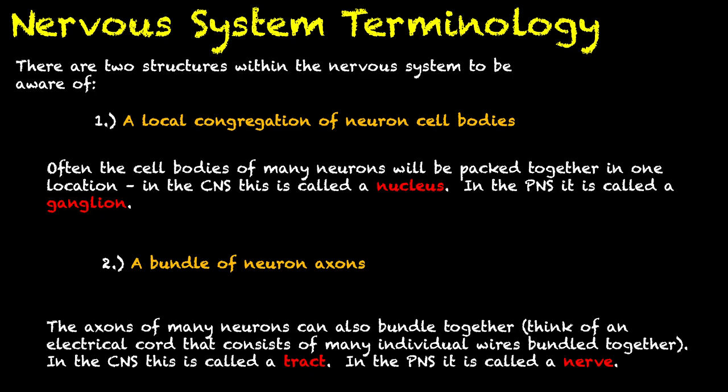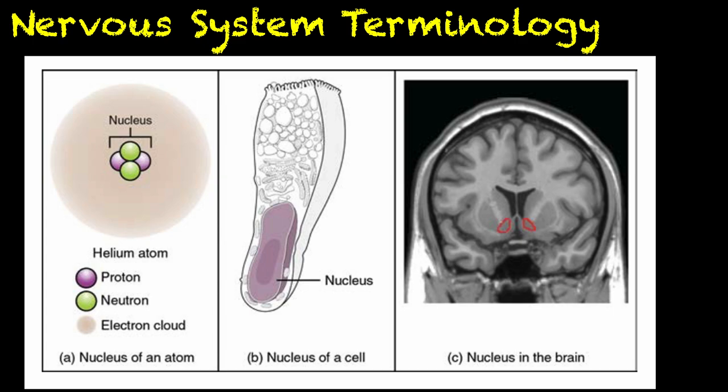But just be aware the word nerve is not always going to be the scientifically appropriate word to be using all the time. You're only going to use the word nerve if you're talking about the peripheral nervous system. So a couple of things to make sure we clarify here.